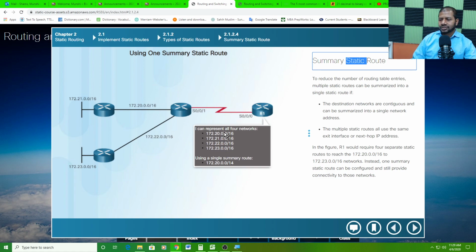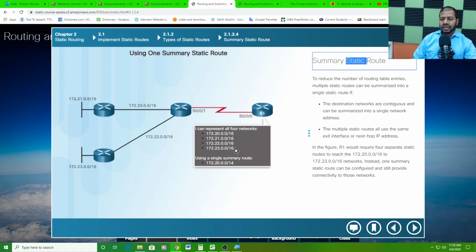All those can be summarized by 172.20.0.0/14 instead of /16, because all of them are just a little bit different here, 23, 21, 22, like that. Only 2 digits in binary become different. Other than that, all are the same. 172, that part is the same. 20, 21, 22, they're very close. In the last 2 digits in binary, they're going to be different.